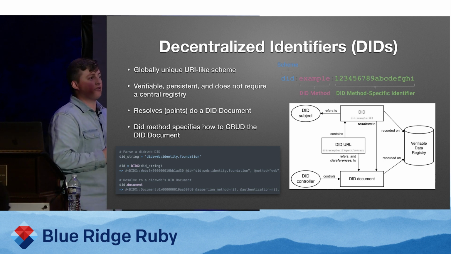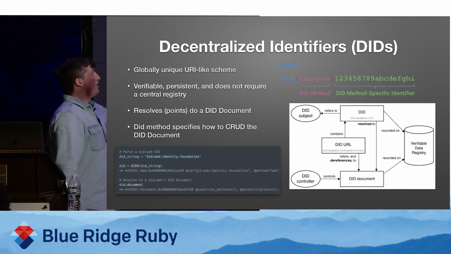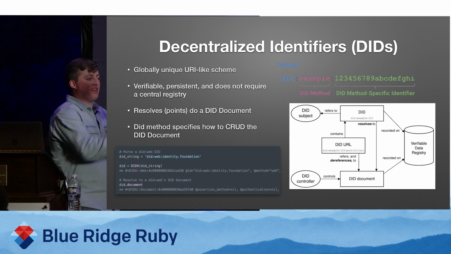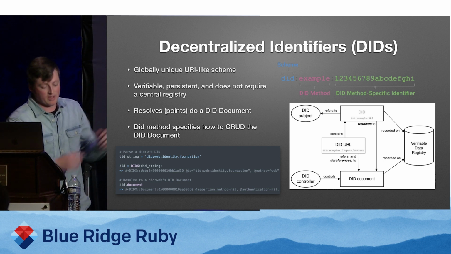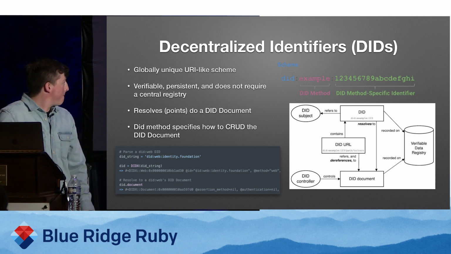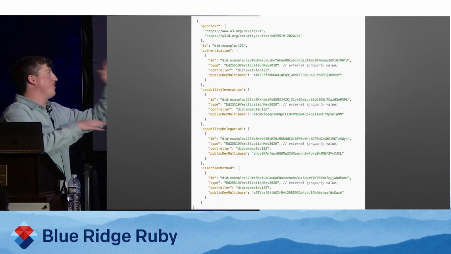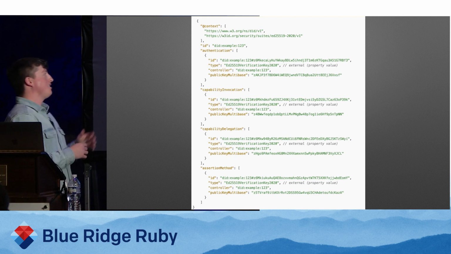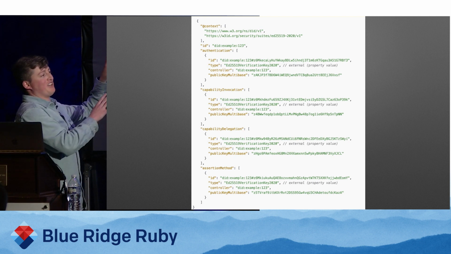A parser for decentralized identifiers using the did-web standard, grabbing this did-web for the identity foundation and resolving to the document stored on that website, basically making claims about the ownership that website has over their did and did key. This is, again, a standard for what that did document might look like. I take some of this for granted.